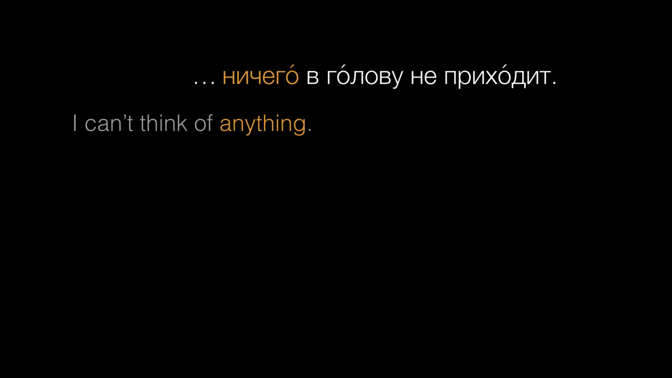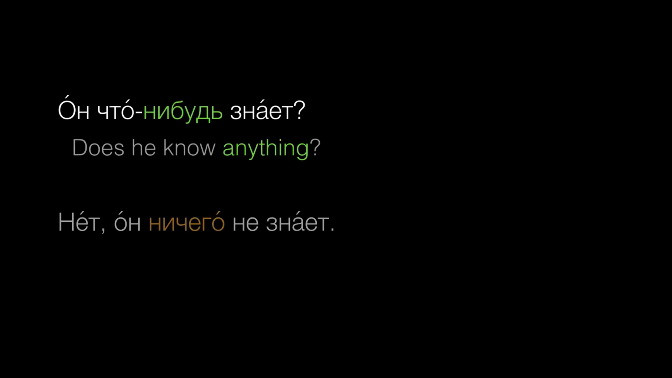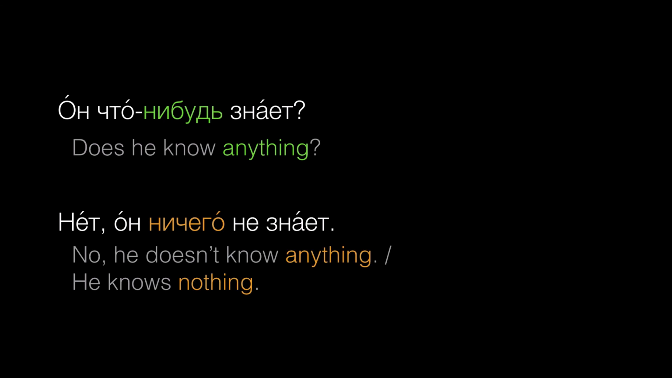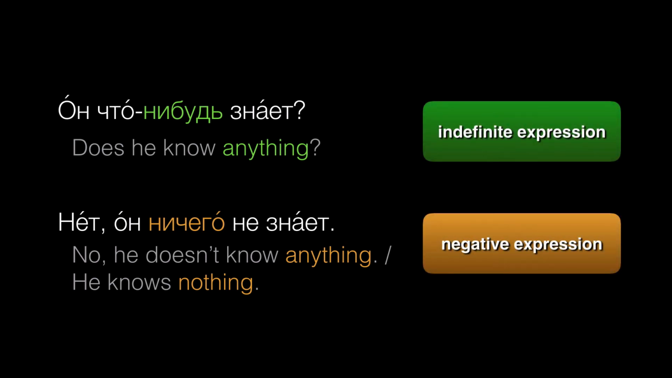That's because this is a negative expression. We could also say, I can think of nothing. And in negative expressions, we use words formed with ни, like ничего, никто, нигде, and so on. So you'll often hear this pattern. Он что-нибудь знает? Нет, он ничего не знает. We hear нибудь in the question and ничего or some other negative expression in the answer. Even though we can use any for both in English, we use нибудь in the indefinite expression, the question, and some form of ничего, никто, etc. in the negative expression.